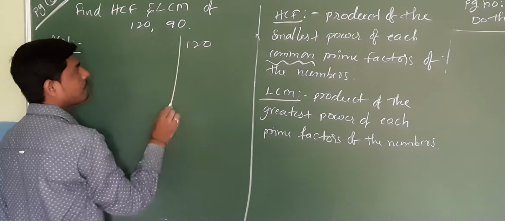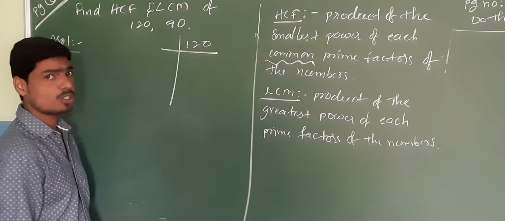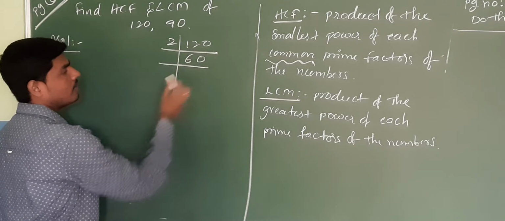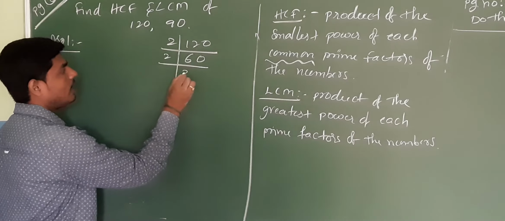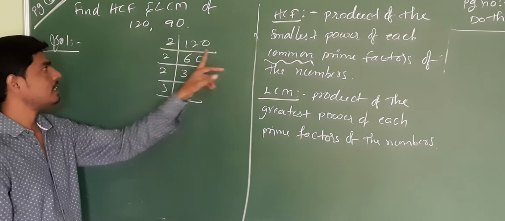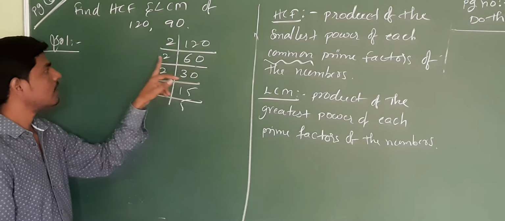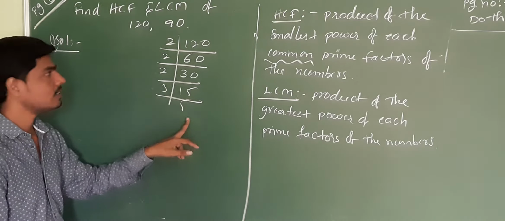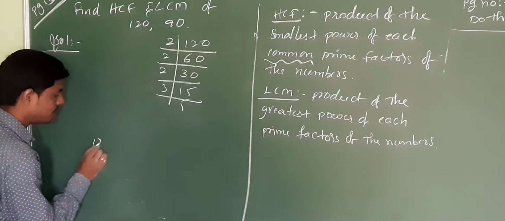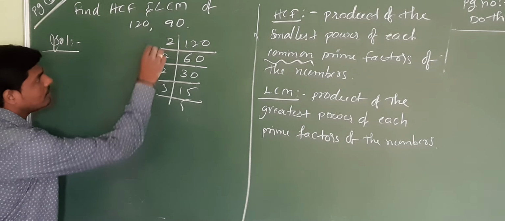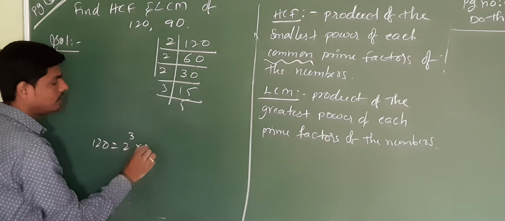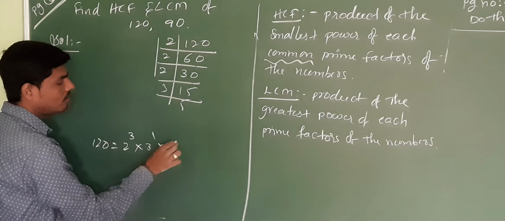120: start with 2. 2 sixes are 12, 0. Next again with 2, 2 threes are 6. 2 sixteen and 2 thirty, 2 fifteen and 3 fives. So 120, how are you writing it? How many 2s are here? 2 power 3. 3 is 1 and 5 is also 1.